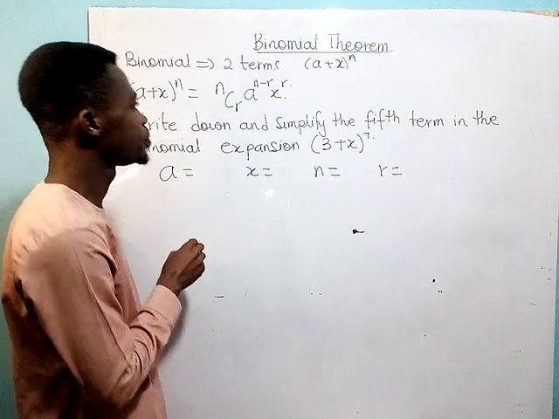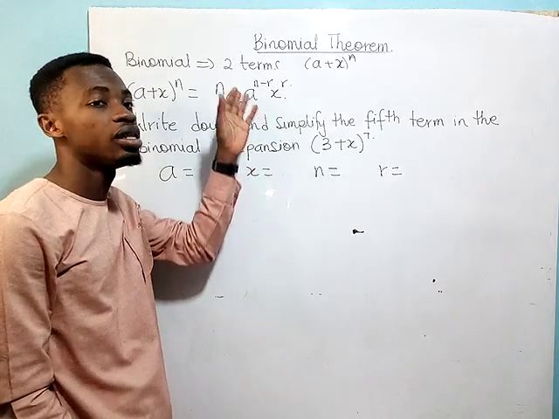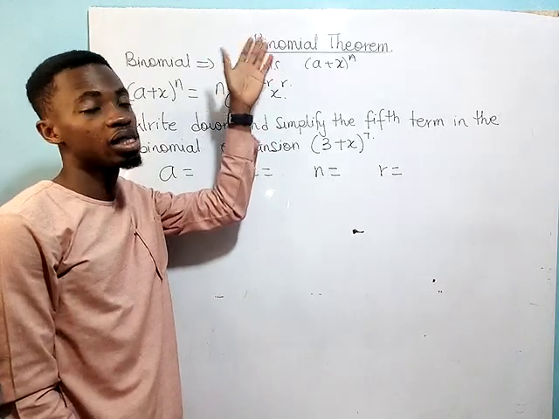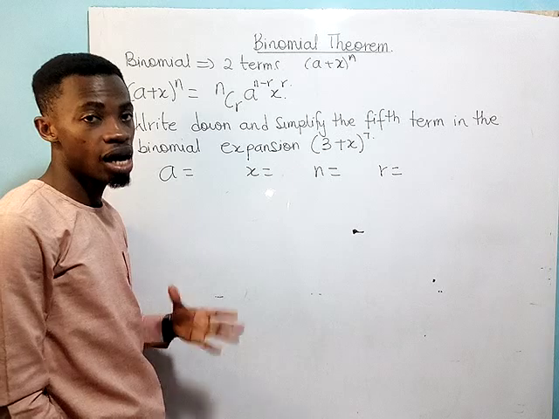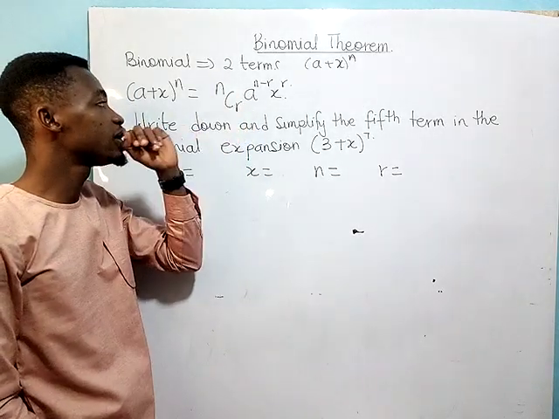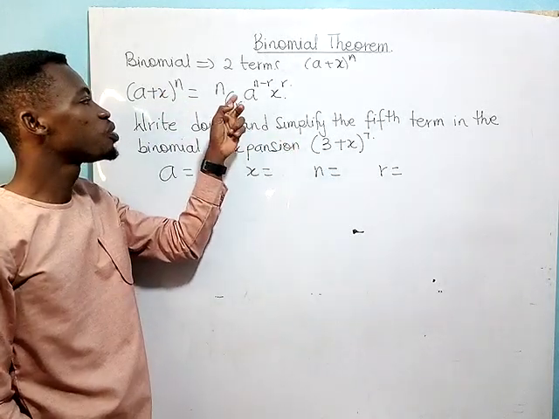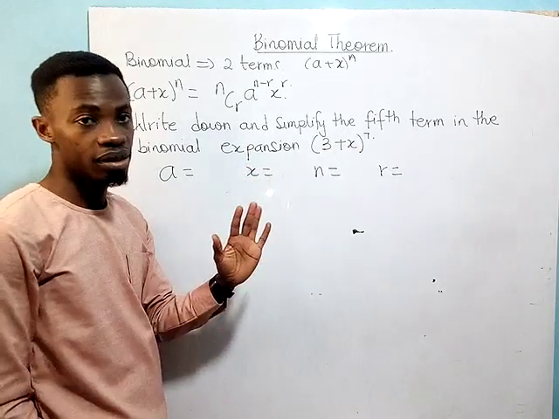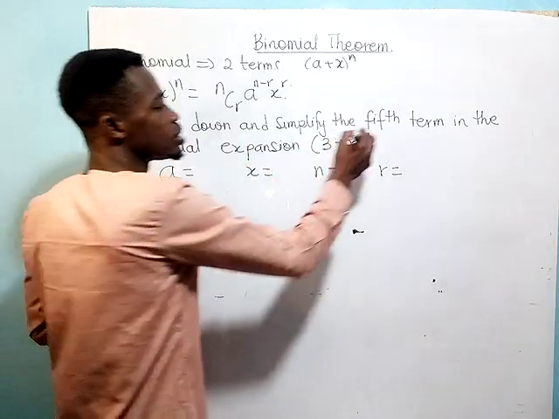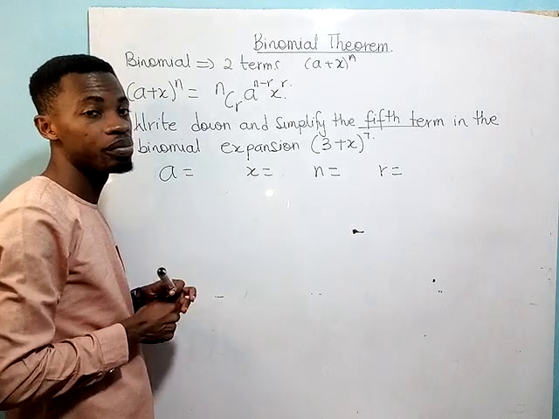Let's break it down. We know that our general term is n combination r, a to the power n minus r, x to the power r. So we need to find our a, our x, our n, and our r. Now take note of this: it says we are to look for the fifth term.